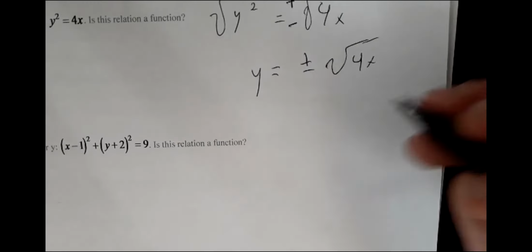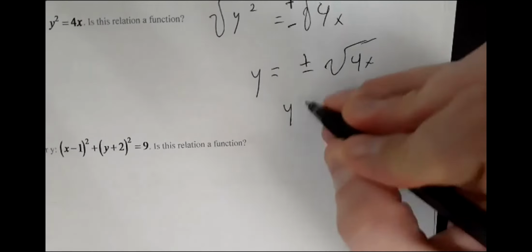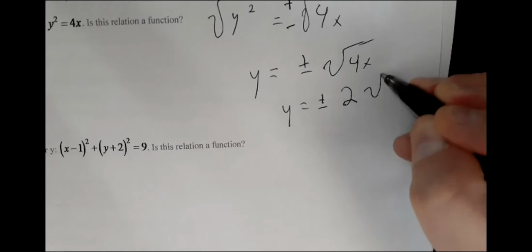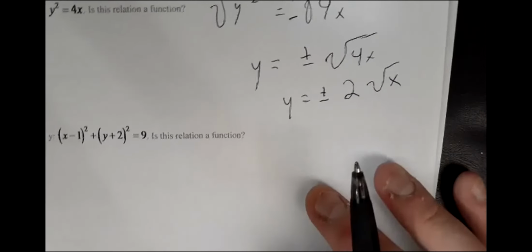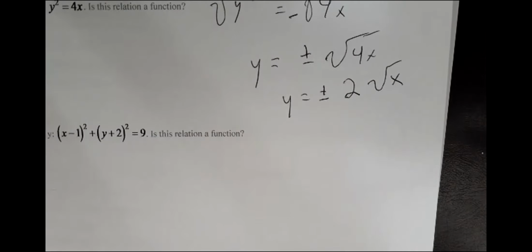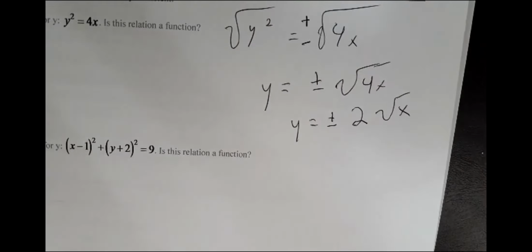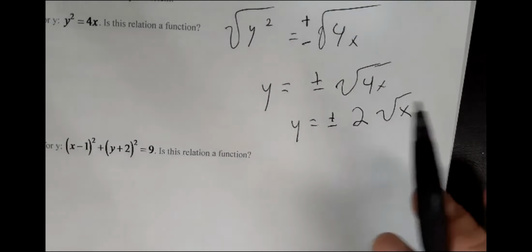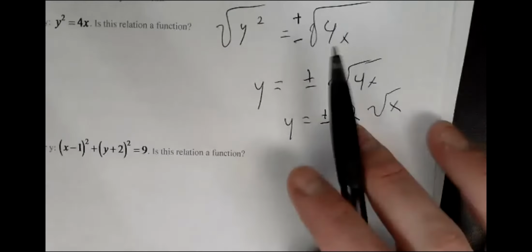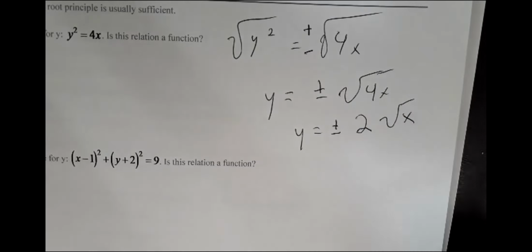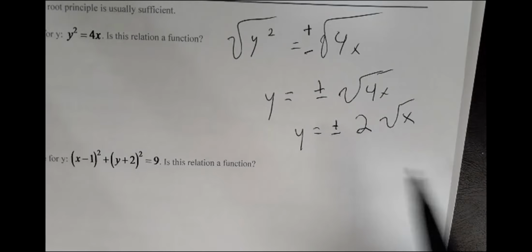Okay, so I can simplify this a little bit. I can pull out the root 4. y equals plus or minus root 4 is going to give me 2 when I pull it out, but the x is still going to stay underneath the radical. So we're solving for y. y was being squared, so we had to take a square root, and we put a plus or minus anytime we take a square root. Then we could simplify this a little bit. But the next thing they ask is, is this relation a function?